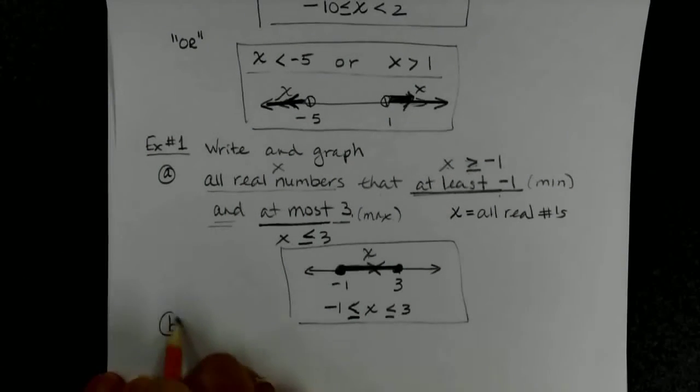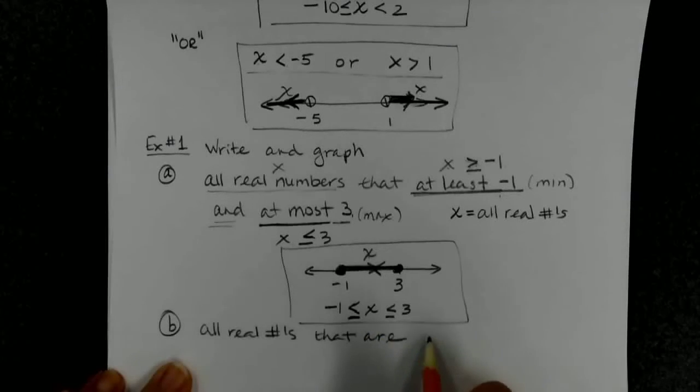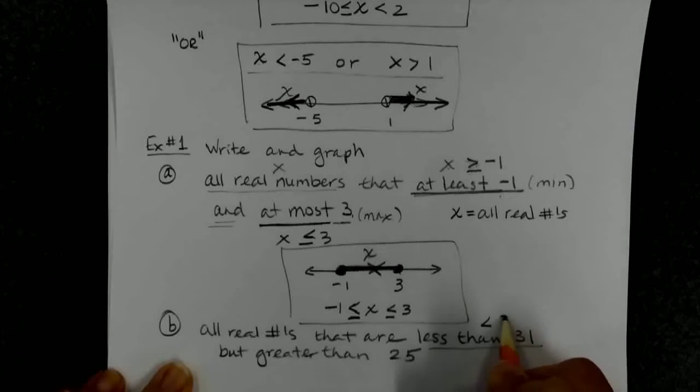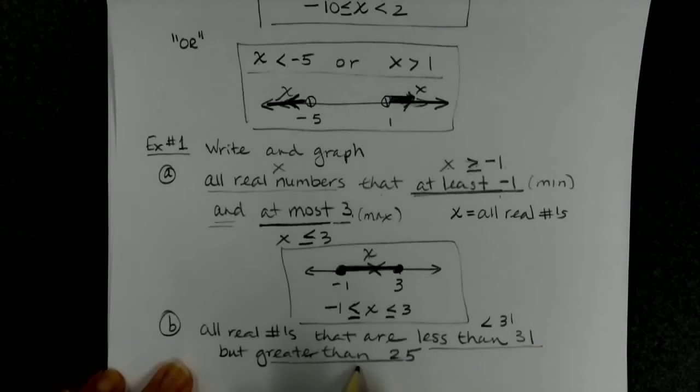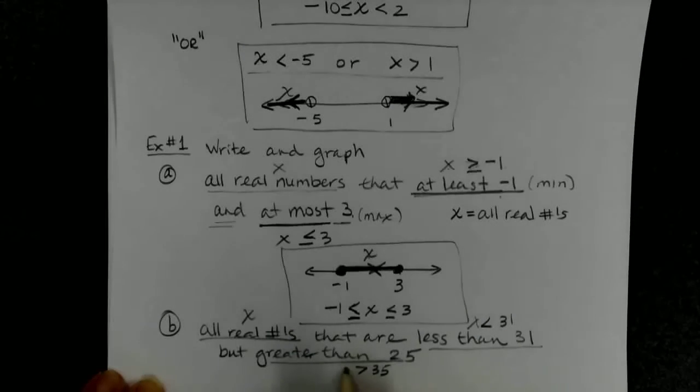Let me give you one more example. All real numbers that are less than 31 but greater than 25. So this again is less than 31, and this says greater than 25. We're going to let all real numbers be represented by x. So x is less than 31, and x is greater than 25.